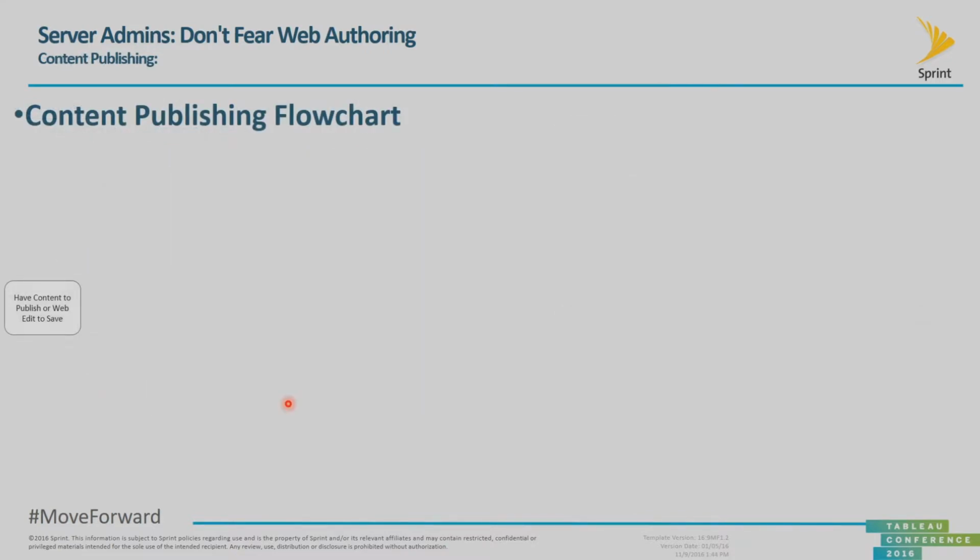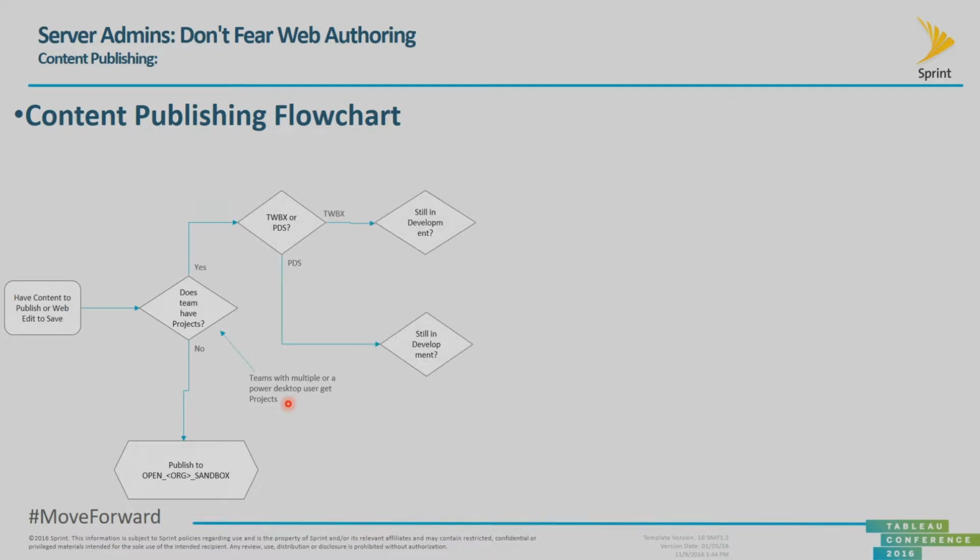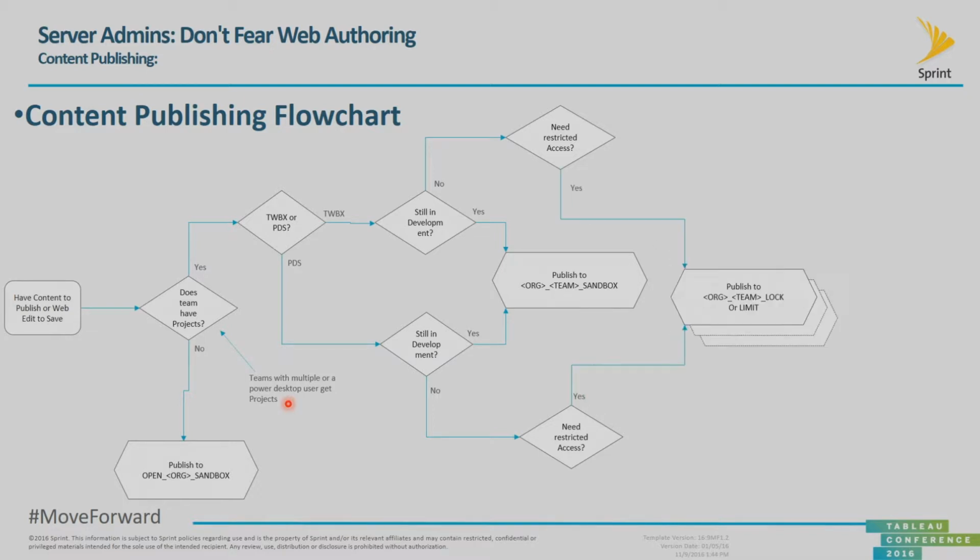Okay, before I get into the little demo about the permissions, this is how you put content on it. You have content you want to put on our server. Does your team have projects? If you don't, guess what? You've got one location, open network sandbox, that's where you go. If your team does, is it a workbook or is it a data source? Well, it doesn't matter. Is it still in development? If it is, you throw it in your team sandbox folder. Is it not in development? You're ready to go for prime time, but do you need restricted access? If you do, you throw it in your lock. Or if you have some hybrid you want, we'll make you a limit. We'll make you whatever you want to call it, but different permissions, whatever you need.